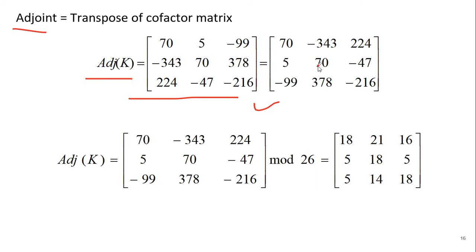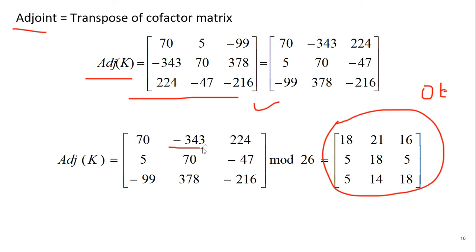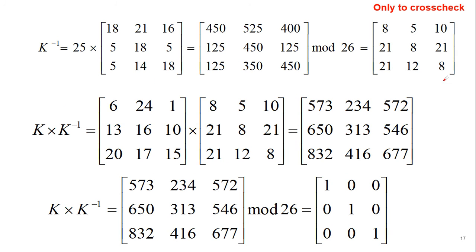Now here some values are positive and some values are negative, and even some values are exceeding the range 0 to 25. So we again apply the mod 26 operation, and after applying the mod 26 operation we are getting this matrix. You should know how to take the mod operation if the value is negative. I have published a video on such a simple topic also, so you can check that to understand this video in a smooth manner. Now this is only to cross check. There is no need to solve this in the exam.